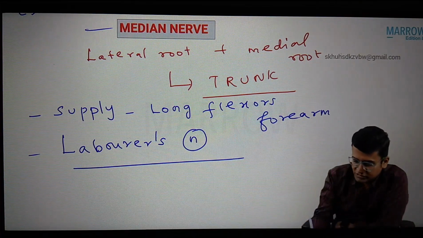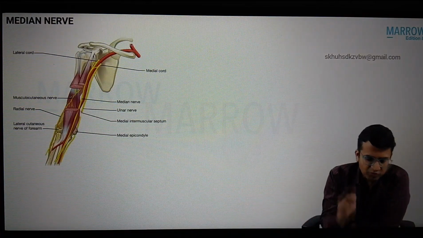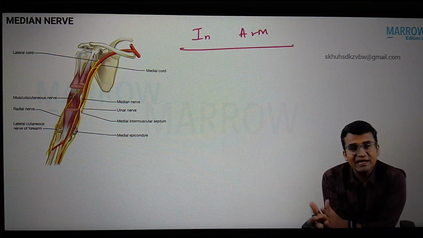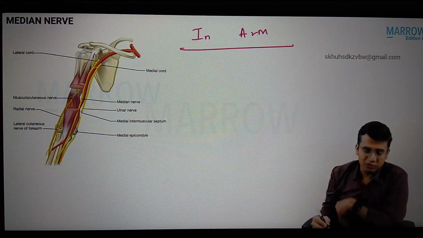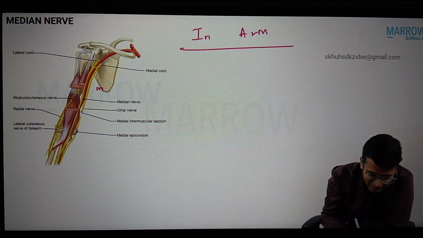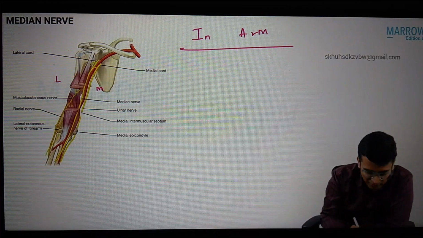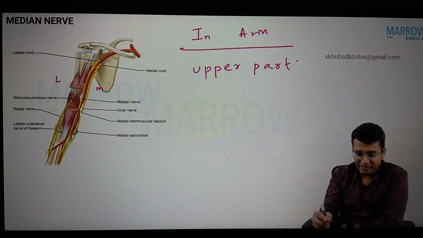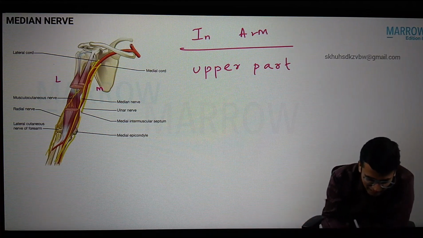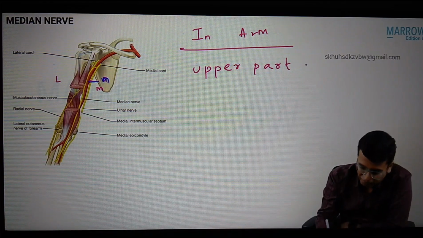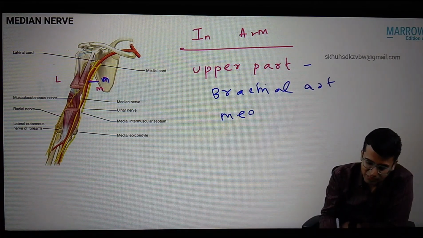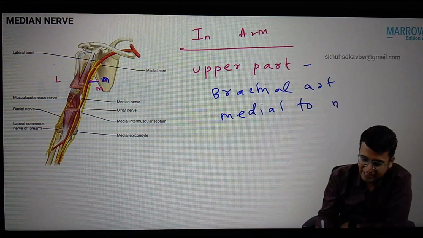Now we're going to see the course of the median nerve, first in the arm. The relation with the brachial artery differs in the upper part of the arm and in the lower part of the arm. This is the medial side, this is the lateral side. In the upper part of the arm, the artery is medial and the nerve is lateral. The brachial artery is medial to the median nerve.